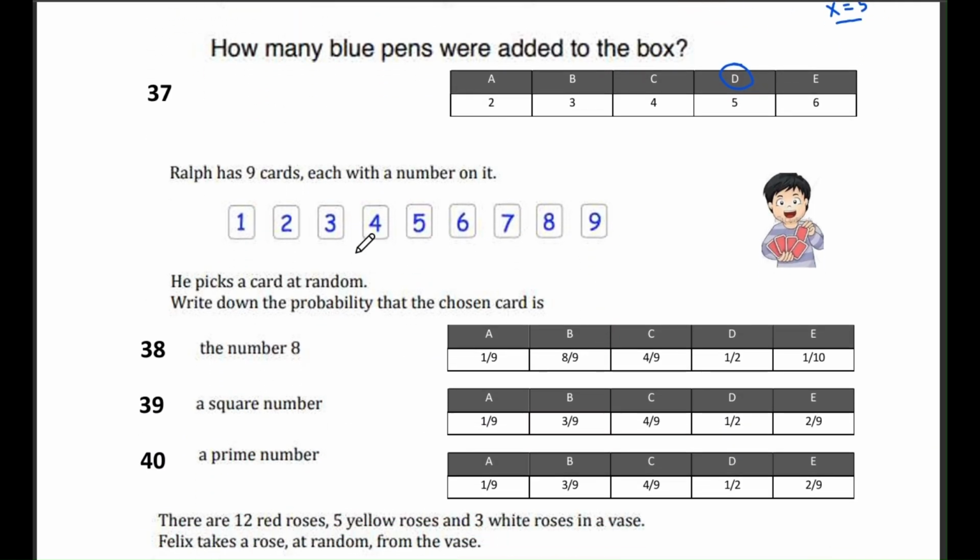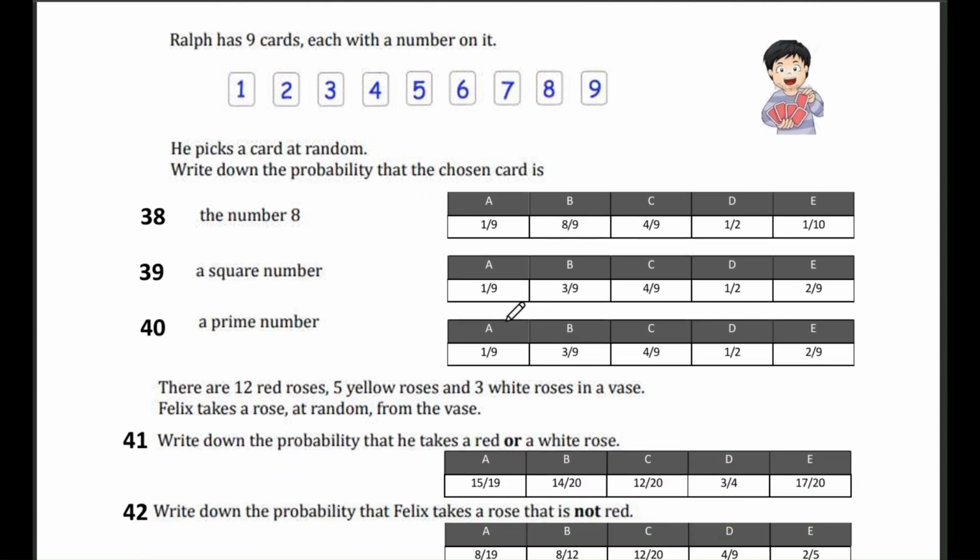Moving on to question 38. Ralph has 9 cards numbered from 1 to 9. He picks a card at random. What is the probability that the chosen card is the number 8? The options are A is 1/9, B is 8/9, C is 4/9, D is 1/2, and E is 1/10. The answer is option A, 1/9. There is only one card with the number 8 out of the 9 total cards.